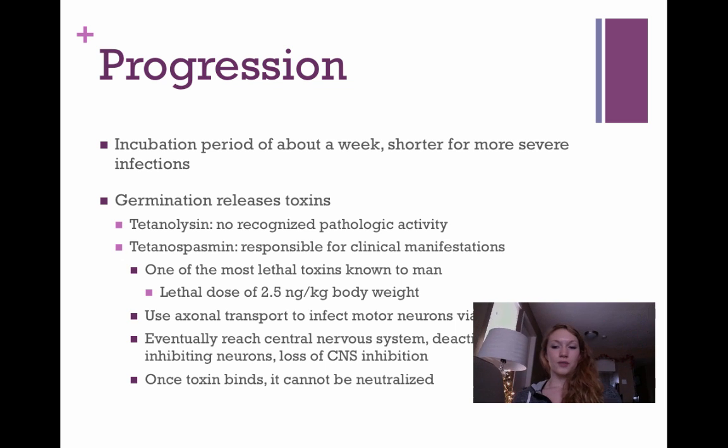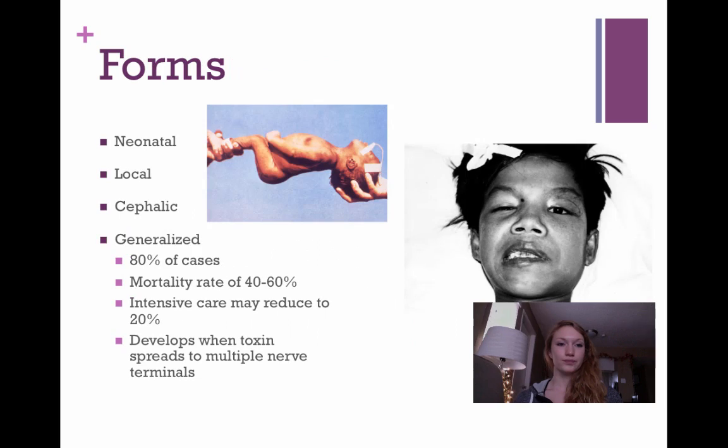Once introduced into the body, the toxin uses axonal transport to infect motor neurons and eventually reach the spinal cord. Once it reaches the central nervous system, it enters central inhibiting neurons and results in a loss of CNS inhibition. Once the toxin binds to the neurons, it cannot be neutralized, so recovery of function requires completely new growth.